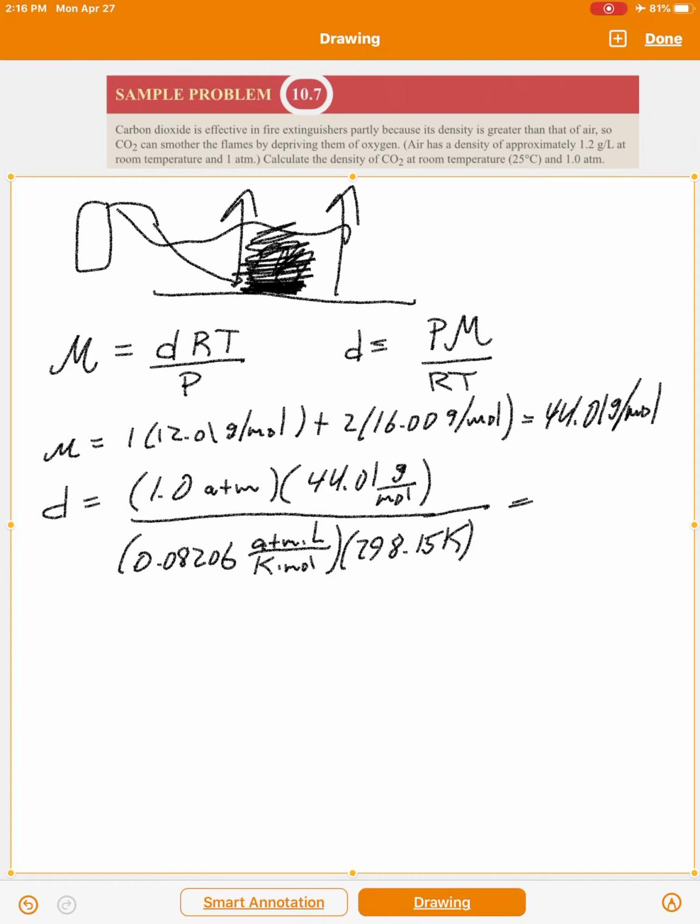Our dimensional analysis: atmospheres cancel. Moles are both in the denominator, so they cancel. Kelvin is in the numerator and denominator, so it cancels, and the units are grams per liter. We know it's got to be greater than 1.2, right? Because it said in the problem that carbon dioxide is more dense than air, and air has a density of 1.2.